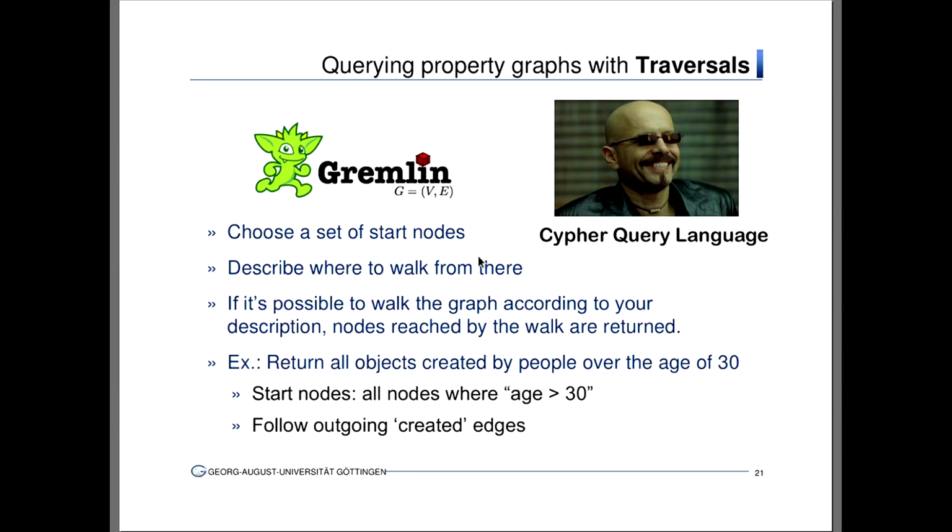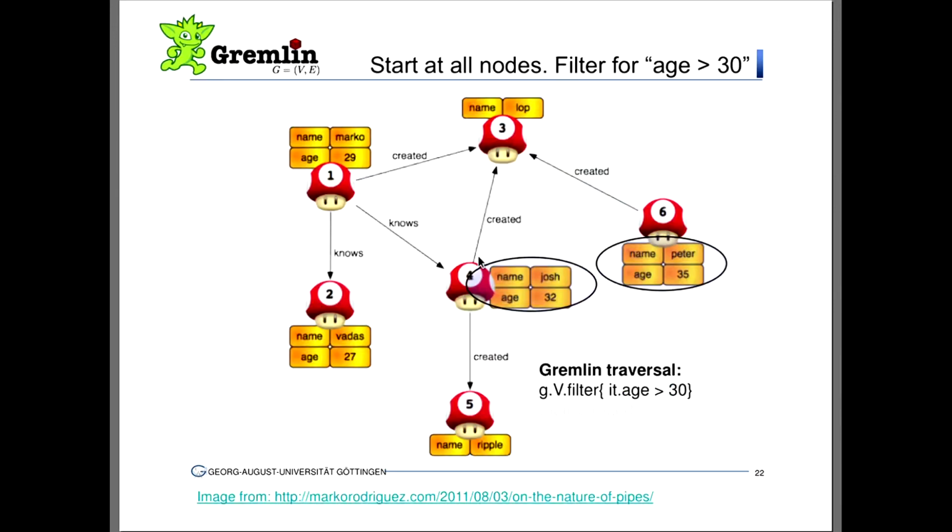You say, choose a set of start nodes. Then you have some start nodes in your graph, and then you describe where to walk the graph from there. And if that's possible, then the nodes that are reached in that way will be returned. As an example, return all objects created by people over the age of 30. It looks like this.